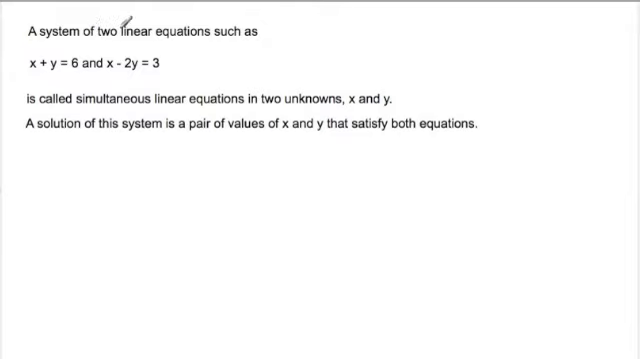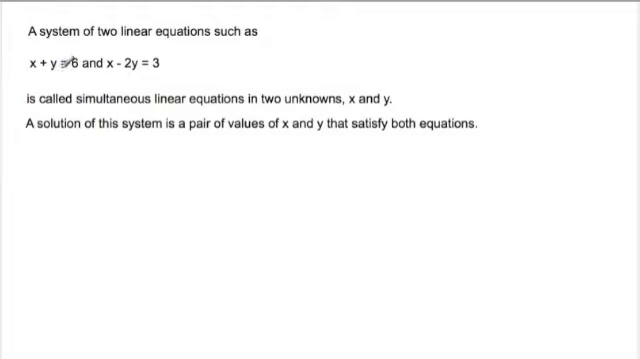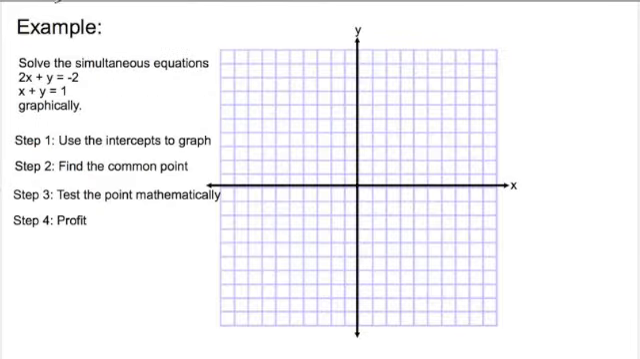So a system of two linear equations such as x plus y equals 6 and x minus 2y equals 3, as we saw in this activity, is called a simultaneous linear equation in two unknowns x and y. A solution of this system is a pair of values x and y. So my answer is going to be an xy coordinate. Don't forget that, super important. That satisfies both equations. So whatever this value is, it has to work for the two. Let's take a look at an example and we'll talk about steps at a time here.